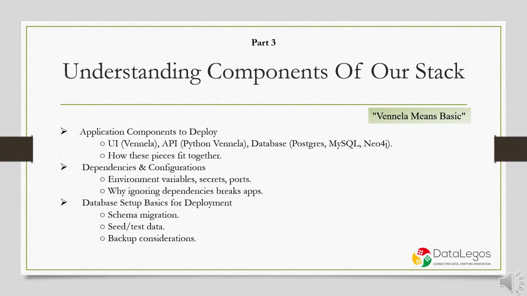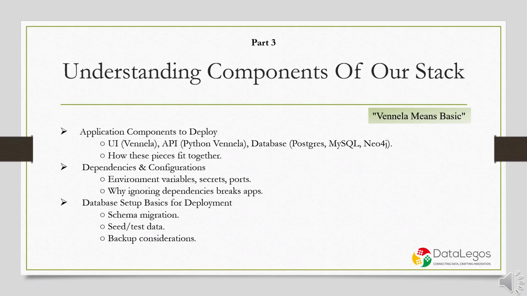Welcome back. This is part 3 of understanding components of our stack. In parts 1 and 2, we learned how the UI, API, and database work together, and how dependencies and configurations keep them running. Today, we focus on database setup for deployment, the steps that make your data layer reliable and ready for real users. Here's our quick roadmap.